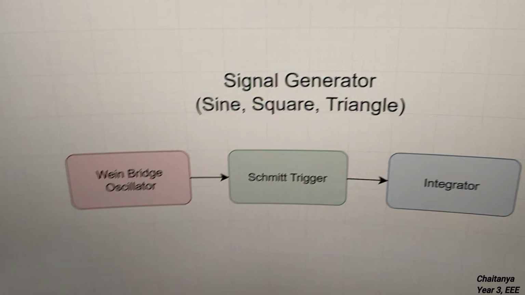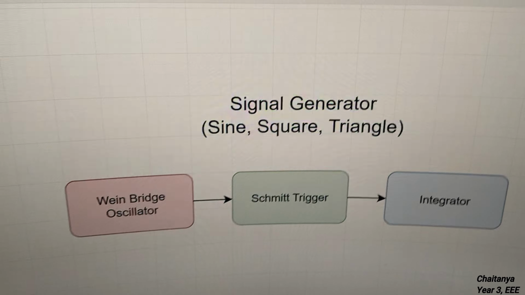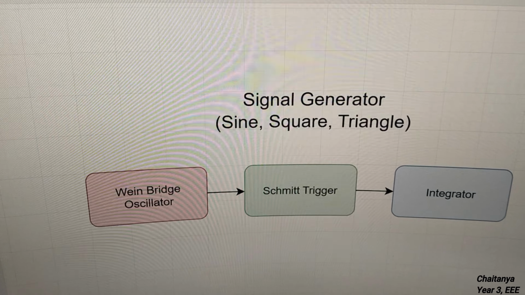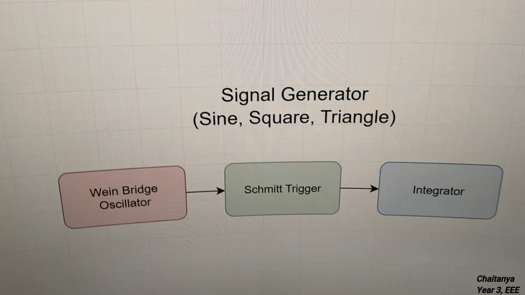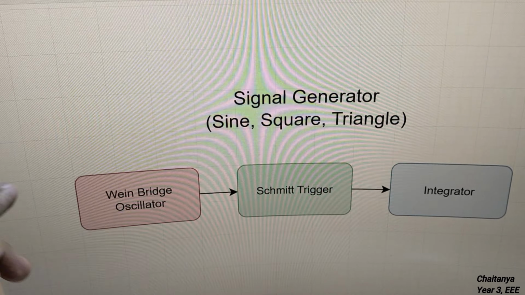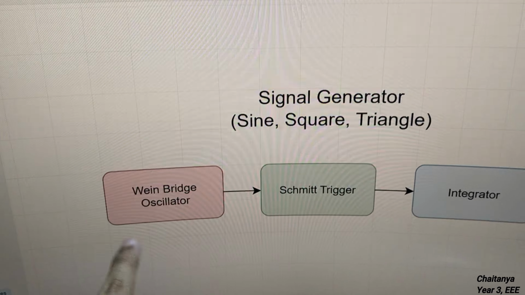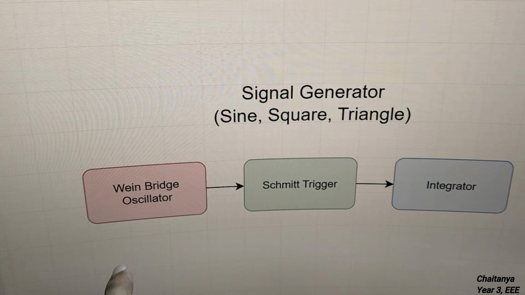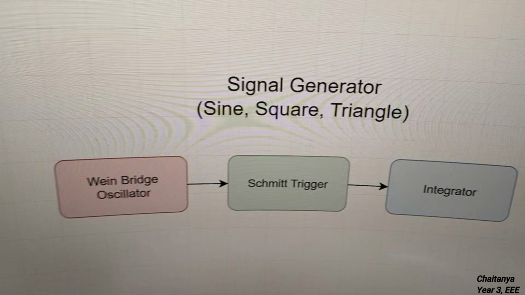So, just a block diagram here to illustrate which circuits we're going to be implementing. It's just three separate circuits cascaded to get these three waveforms. We have the Wien bridge oscillator, which is a classic sine wave oscillator to obtain a low distortion sine wave.